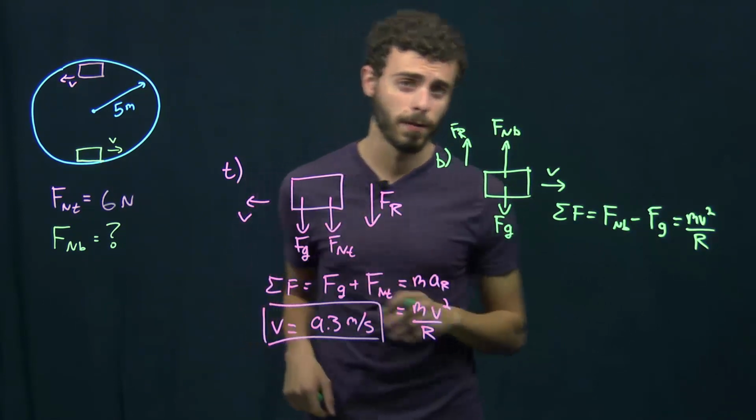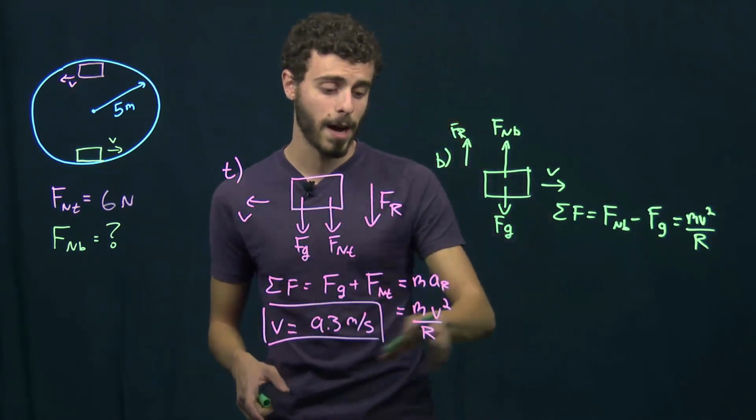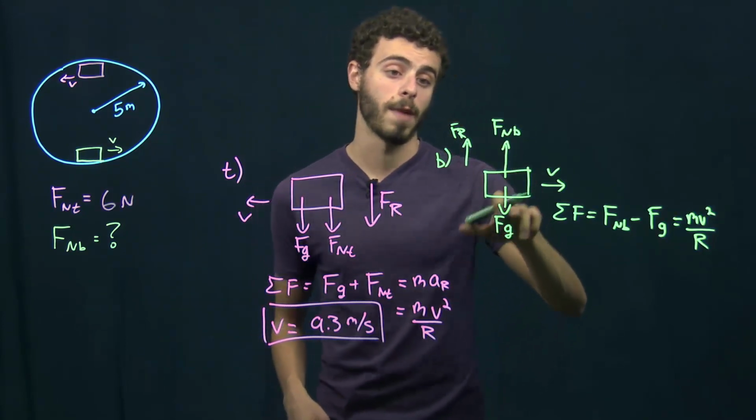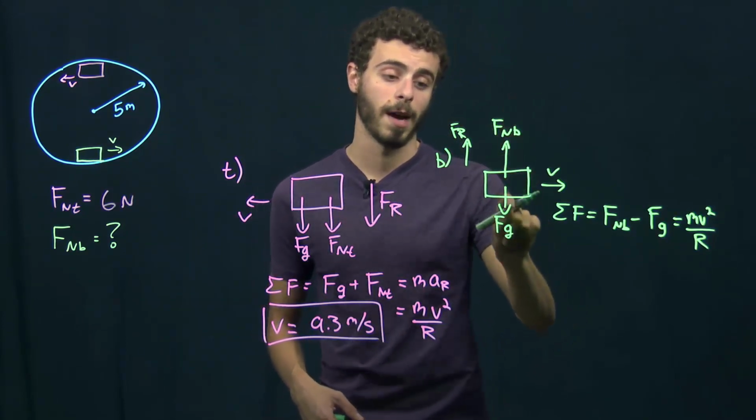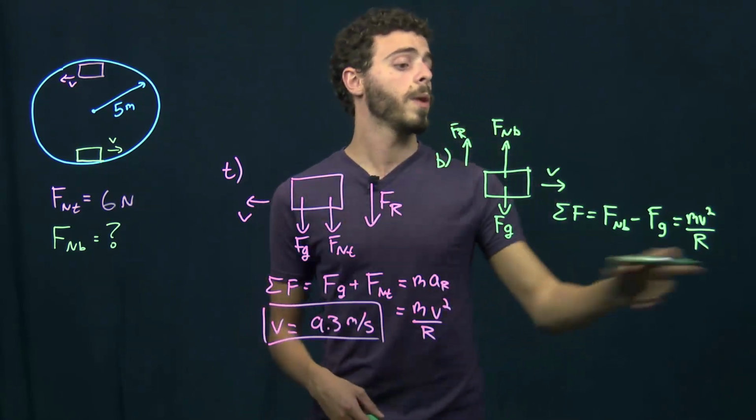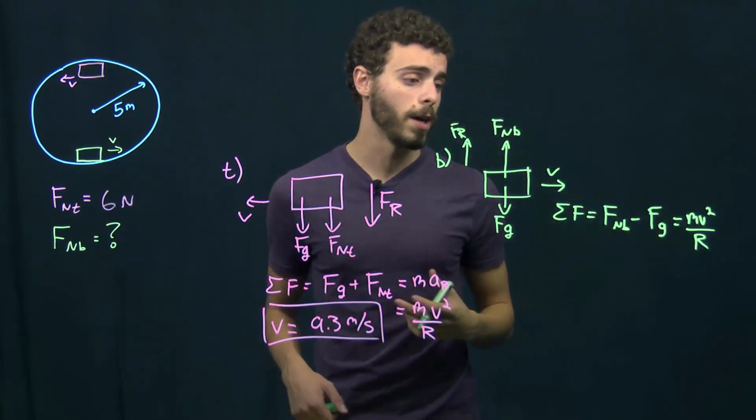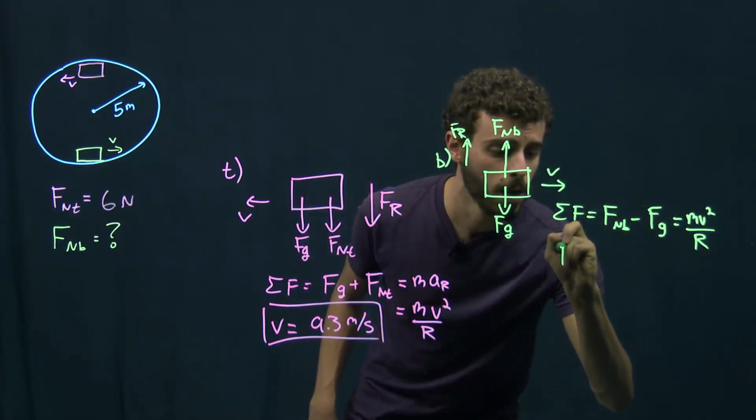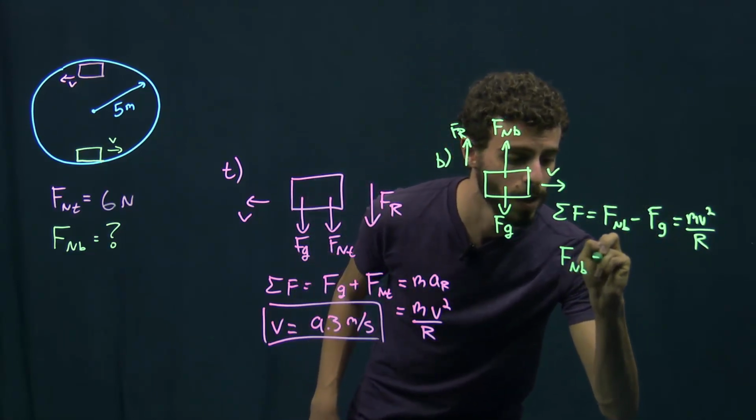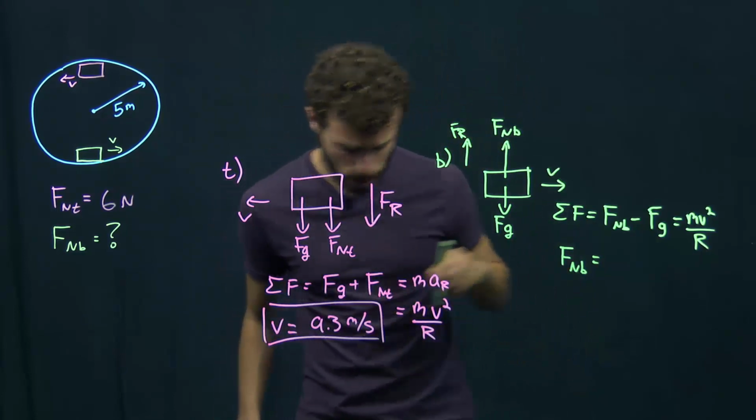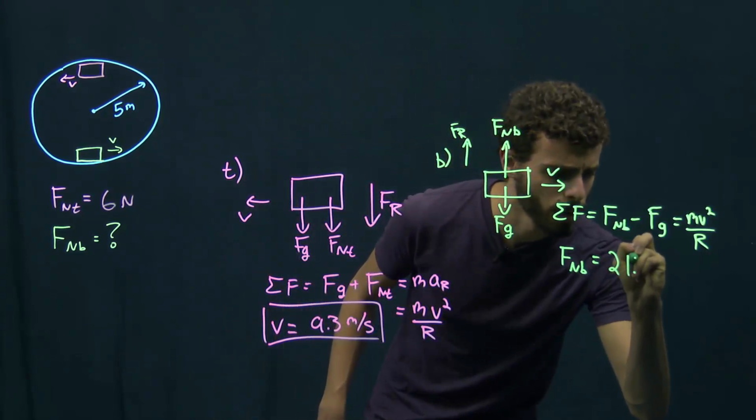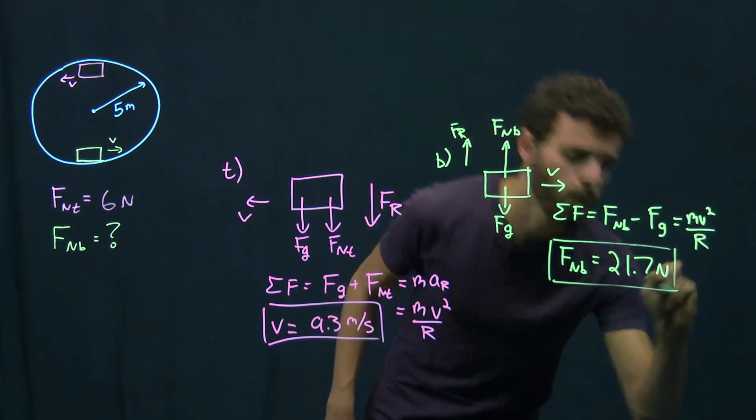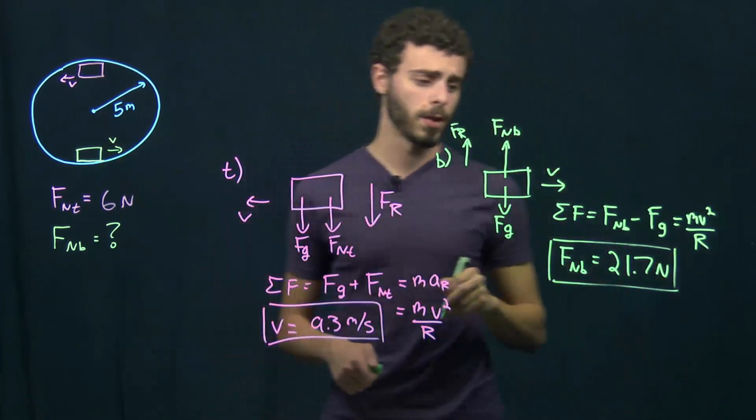Whereas at the top, the gravitational force was helping us out to give us our value of mv squared over r, here it's hurting us, right? It's pointing in the wrong direction. We want a net force going up, and we have this pointing down. So we can solve this directly, plugging in our values, and solve straight for the normal force at the bottom, which is what we're asked for. You can follow along in your solutions, but you should get a normal force of 21.7 newtons. And again, this is pointing upwards towards the center of the circle.